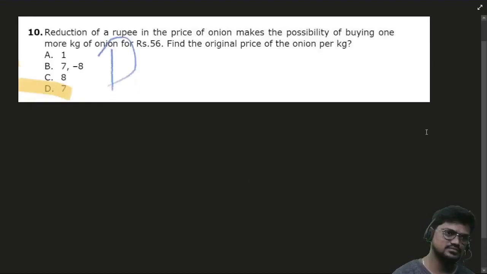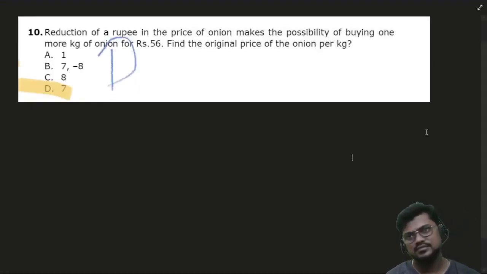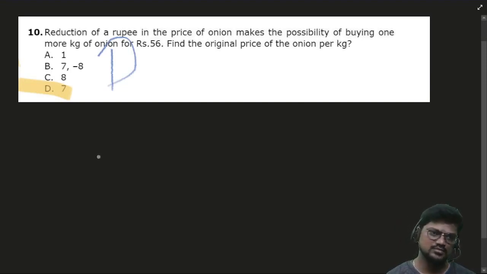Yes, sir. First, the equation would be like 56 upon x minus 1 minus 56 upon x is equal to 1. Yeah, perfect. Minus what? 56 upon x minus 1. Yeah, this is 56 upon x minus 1 minus 56 upon x will be equal to 1. Perfect.